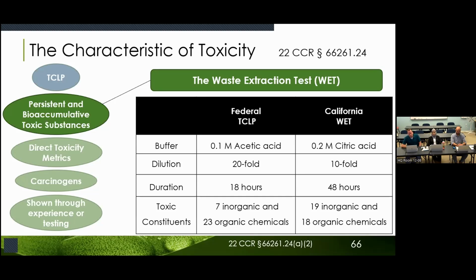Also, the T-clip extraction dilutes its waste more and proceeds for less than half as long as the WET, which takes 48 hours. All of those factors, especially the use of citric acid, cause the WET to extract toxic metals at higher concentrations than the T-clip. One more thing to note before we move on is that the list of chemicals that are analyzed under each is an overlapping set, but also each test examines for chemicals that the other one ignores.